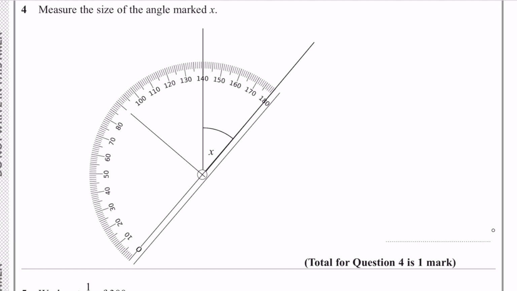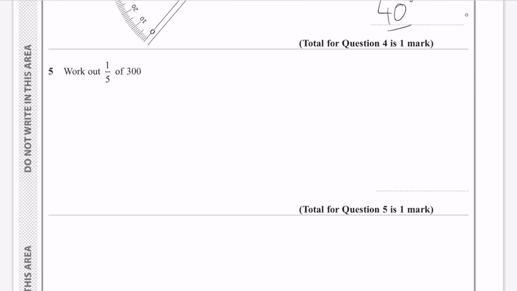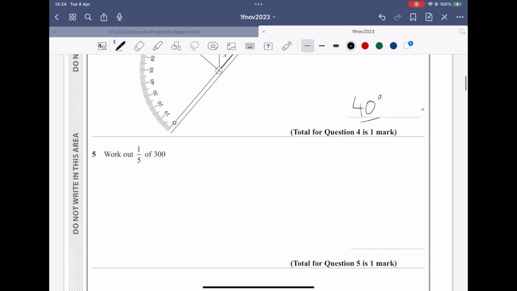I'm being realistic. I know this angle is acute, so it's not going to be 140 degrees, that's so unrealistic. Instead, where it says 10, 20, 30, this would be 40 degrees. Not ideal because I didn't have a paper copy, but there we are. Next, 1/5 of 300: all we need to do is 300 divided by 5. 30 divided by 5 is 6, so it's going to be 6t.